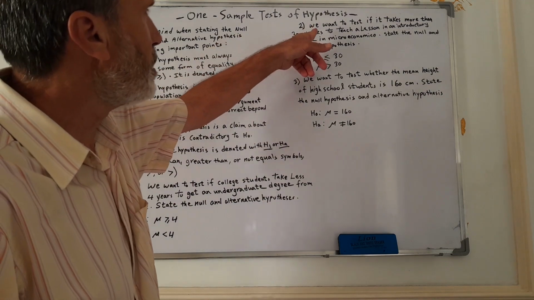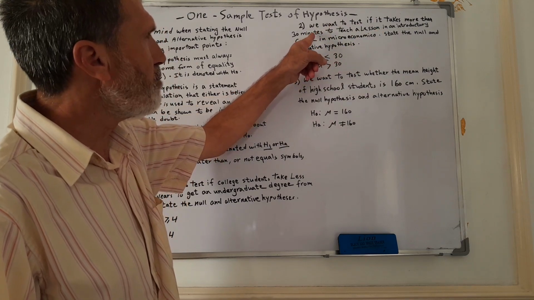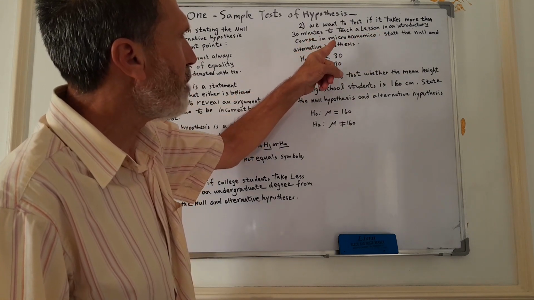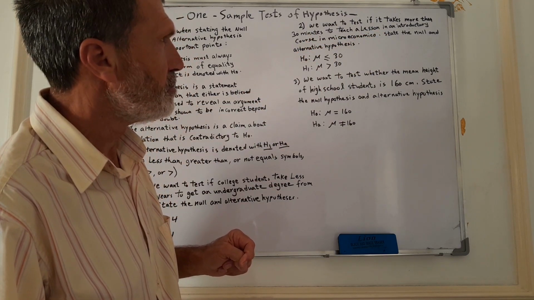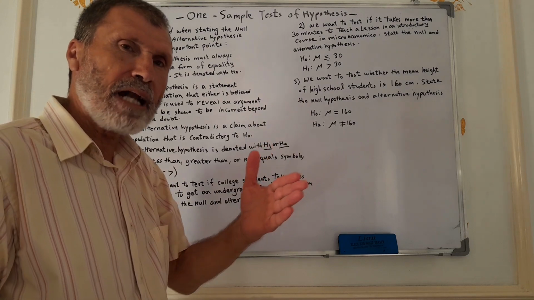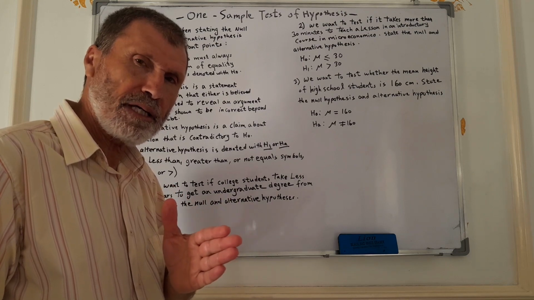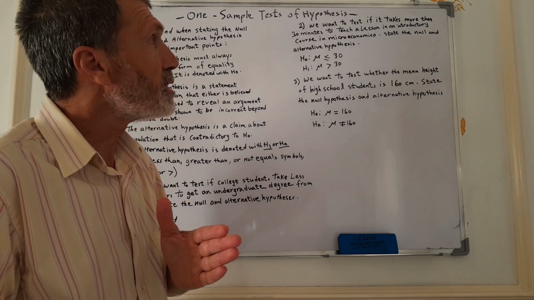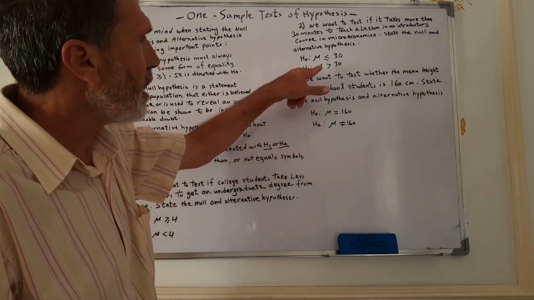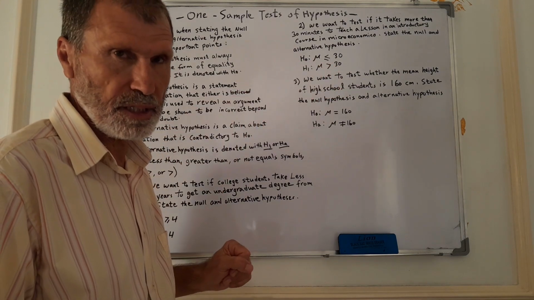Now, the second example, we want to test if it takes more than 30 minutes to teach a lesson in an introductory course in macroeconomics. If it takes more than, it's the claim. So the alternative hypothesis, H sub 1 or H sub A, is mu greater than 30 minutes. So the null hypothesis is going to be mu less than or equal to 30 minutes.